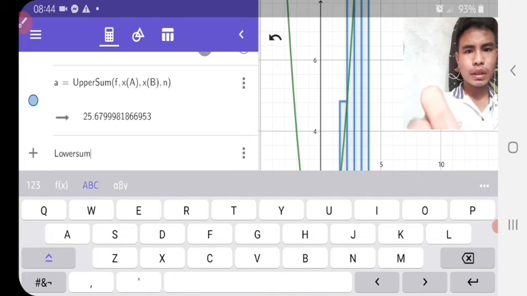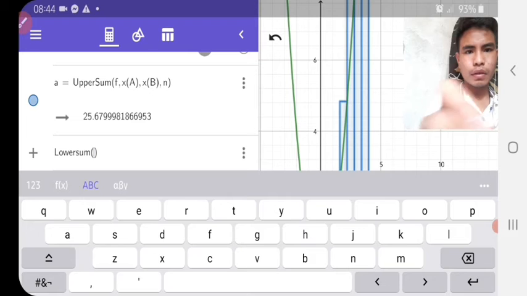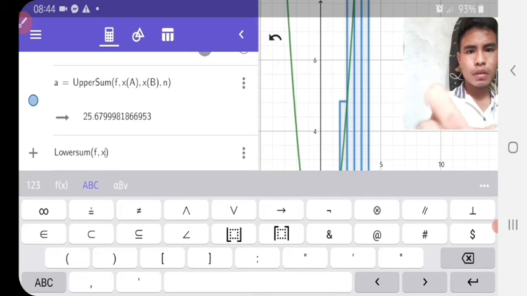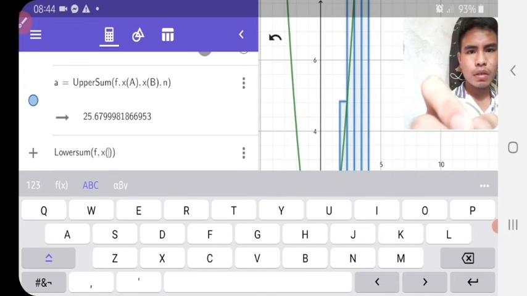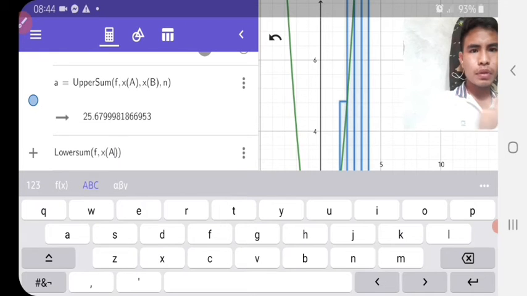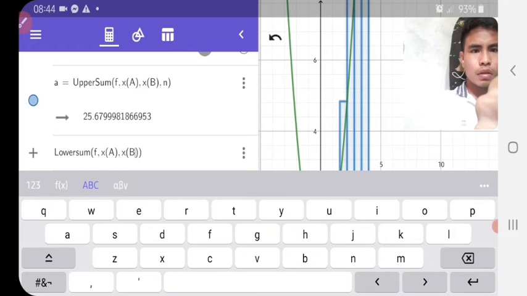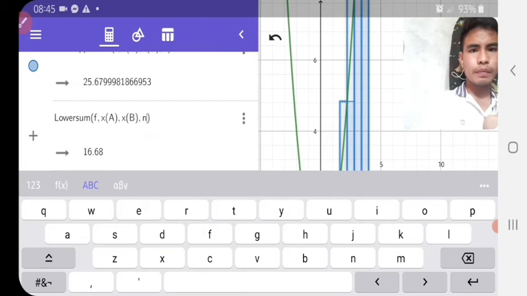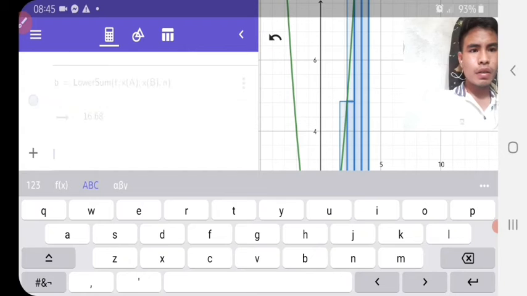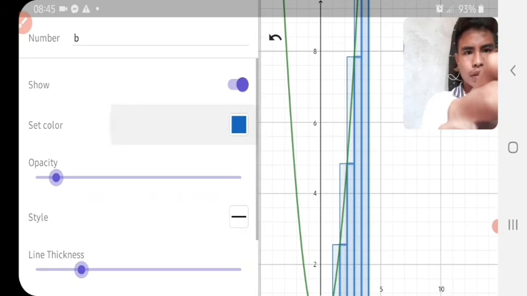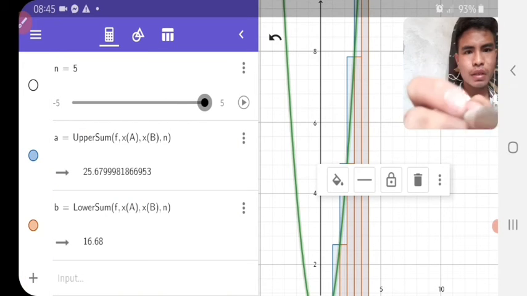The lower sum takes the same input as what you've seen in the upper sum: x of a, next x of b, comma, n. And that's it. This is our lower sum, and we're going to change the color. This is our red. Okay, that's it. Our lower sum is the red.